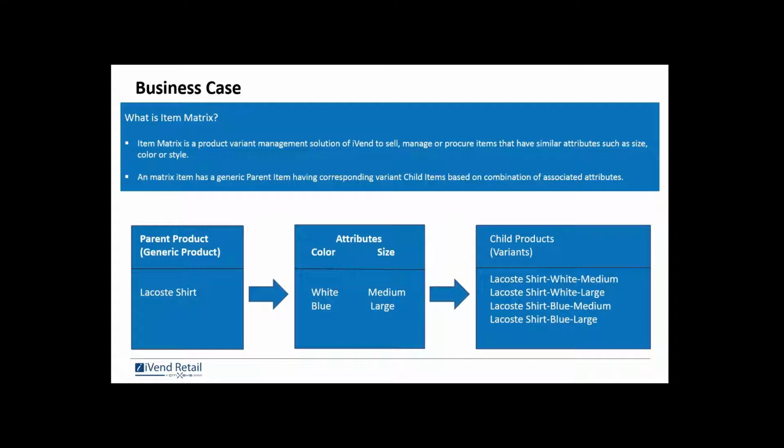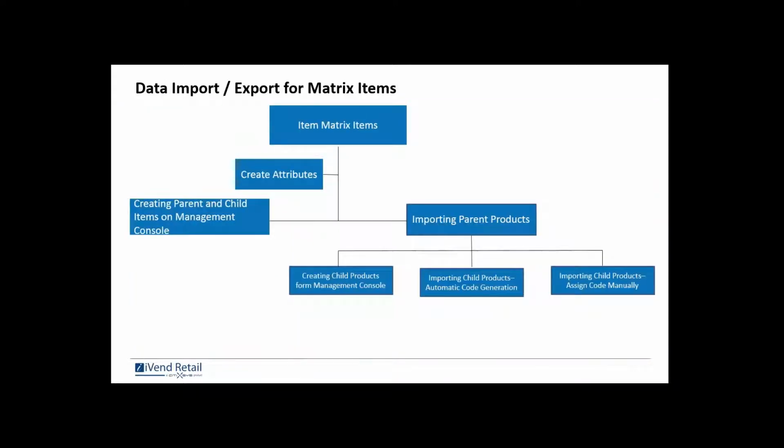Now let's see how we have enhanced the implementation process of this functionality. iVend item metrics has been a very integral part of the iVend application for a long time. Truly speaking, any of our clients who go for a large number of SKUs inevitably use this part of the application. Previously, we used to have the manual process of creating parent and child items on the management console. Now this used to be a good process because I just had to create a parent item, select the attributes combination, and the child product variants get created automatically.